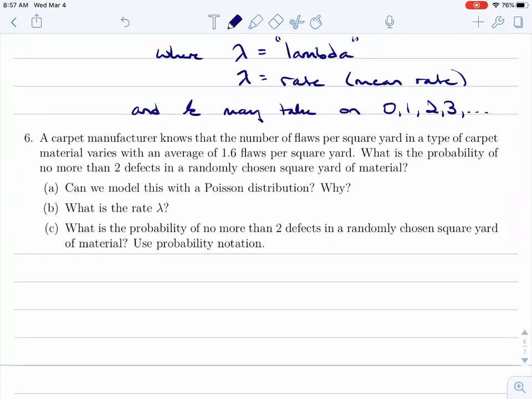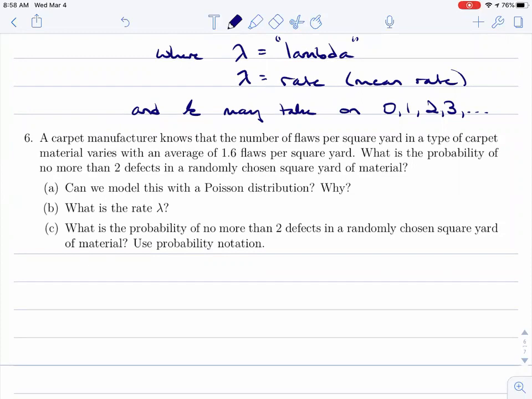So a carpet manufacturer knows that the number of flaws per square yard in a type of carpet material varies with an average of 1.6 flaws per square yard, right? So here we're given the rate of flaws. What's the probability of no more than 2 defects in a randomly chosen square yard of material?